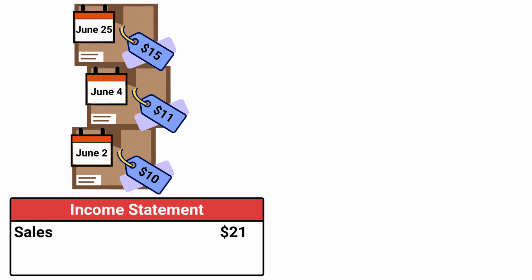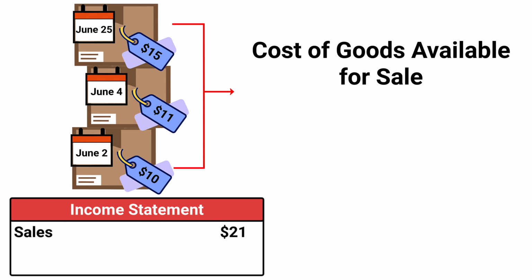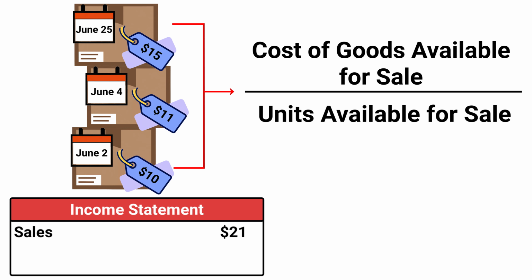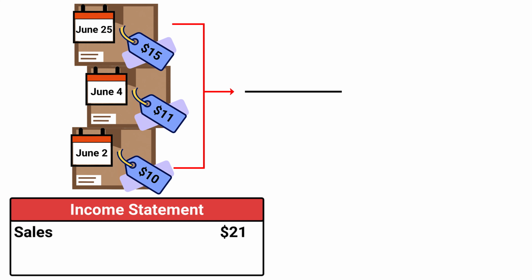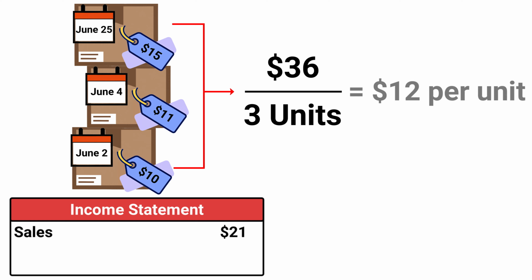To compute the weighted average cost per unit, we take cost of goods available for sale and divide that by the number of units available for sale. In our example, we add the inventory costs of $10, $11, and $15 per unit to get cost of goods available for sale of $36. We divide that by 3 units to get an average cost of $12 per unit.